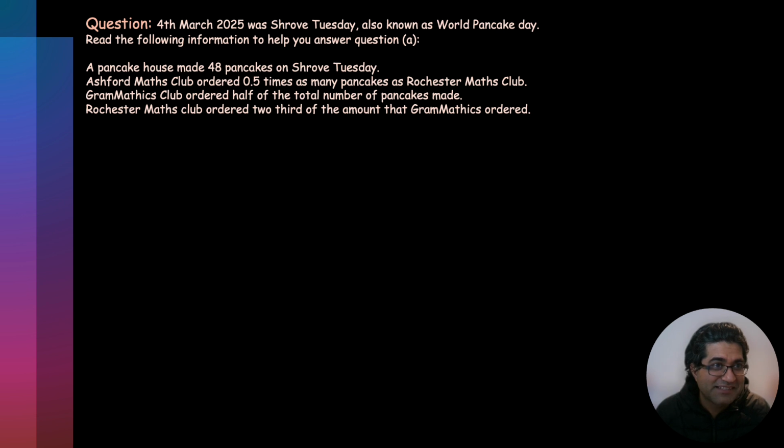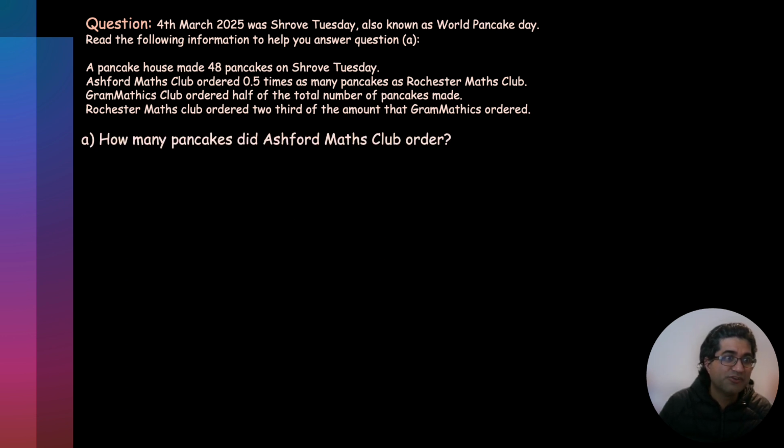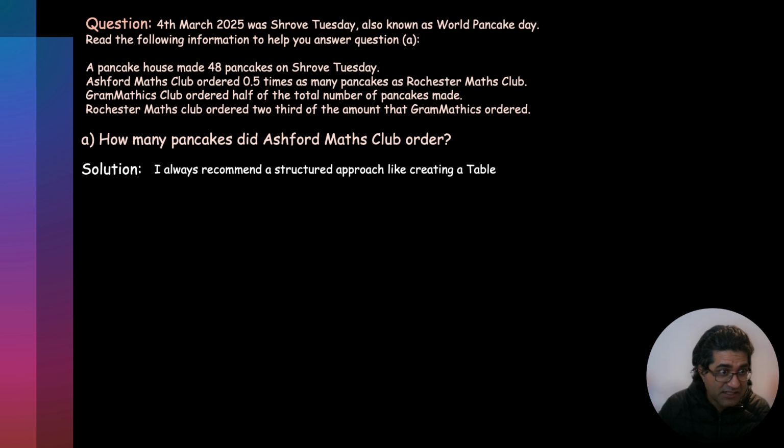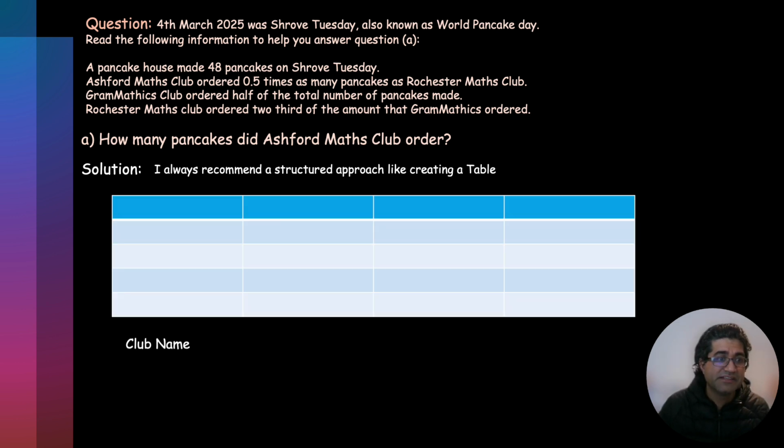So recently in one of the classes we discussed this question. A few statements are provided. There are three different maths clubs who ordered certain amounts of pancakes, and you need to figure out how many pancakes Ashford Maths Club ordered. In these sort of questions, I recommend that we apply a structured approach, which is a table. In that table, you can have the name of the club, then the rule, and then you can calculate based on that rule, and we will find the count of pancakes that each club ordered.